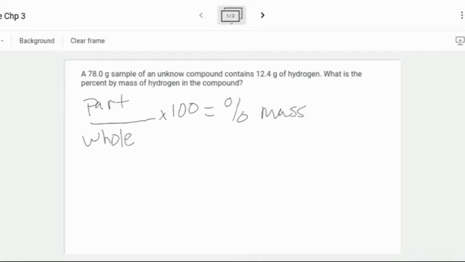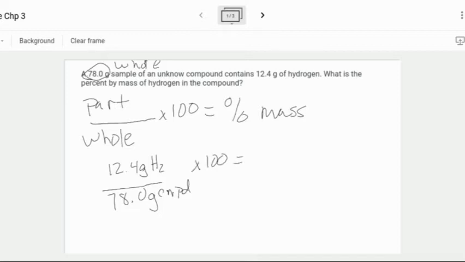Okay, so in this problem, we know that this number right here is our whole. So that is going to go on the bottom. Whenever you see a whole compound, it always goes on the bottom. So 78 grams of compound, and 12.4 grams of hydrogen are going to be on the top. Since it's a percent, I'm going to multiply it by 100, and then I am going to do the math. Just plug it into your calculator.